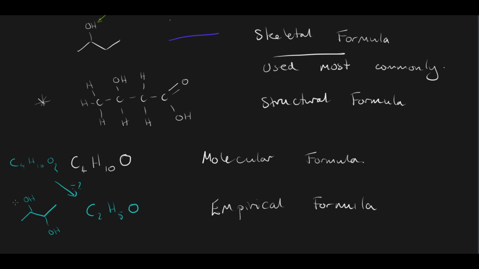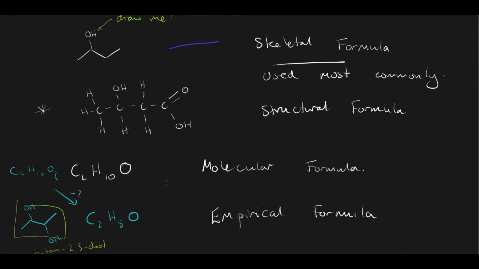So I've just had to switch to a different example here, don't get confused. So this guy is butan-2,3-diol, and we've just used him as an example to show us the molecular formula difference and empirical formula difference, because with butan-2-ol, the molecular formula is the empirical formula because it can't be further simplified.